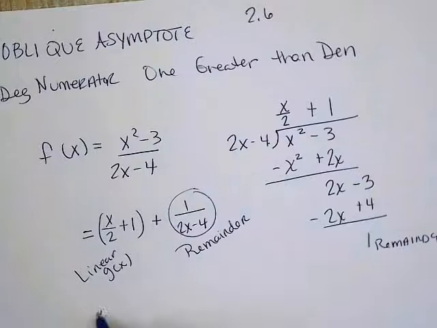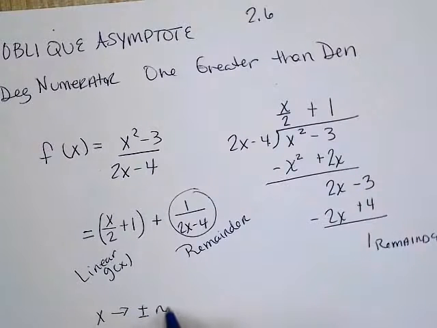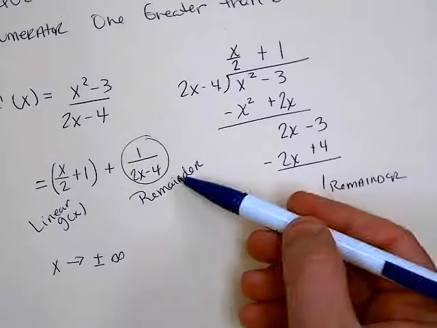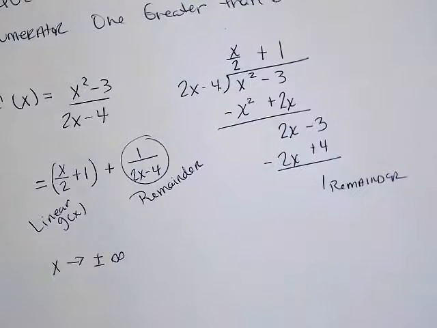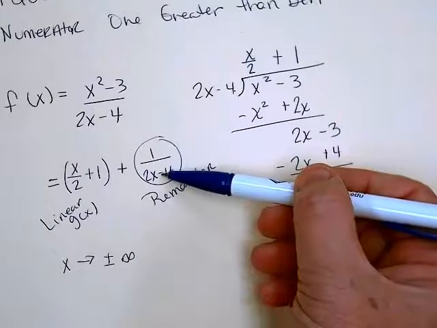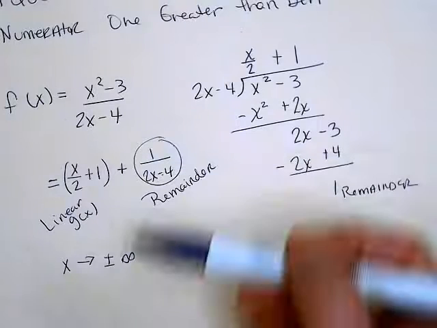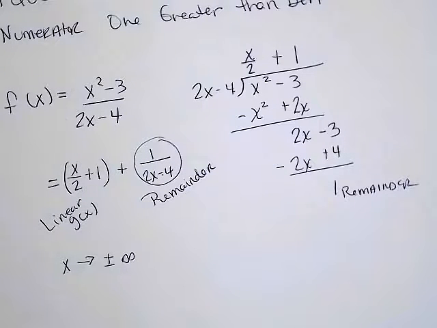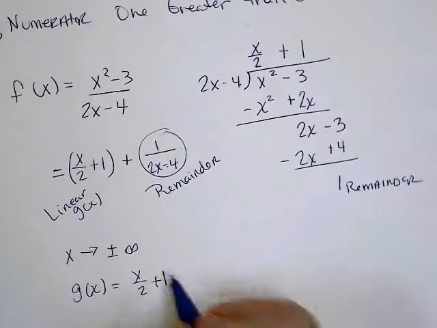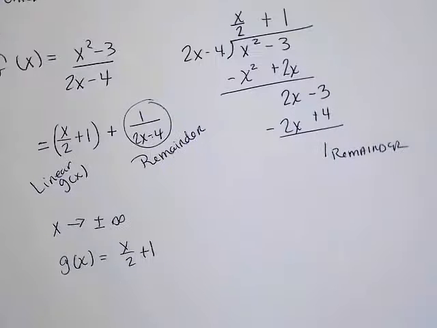As x approaches positive and negative infinity, the remainder, whose magnitude gives the vertical distance between the graphs f and g, goes to 0. If x is going to infinity, this is going to be really large. This is going to go to 0. Okay? So the slanted line, or the asymptote, is going to be x over 2 plus 1. That would be the equation of your line, which is your asymptote.